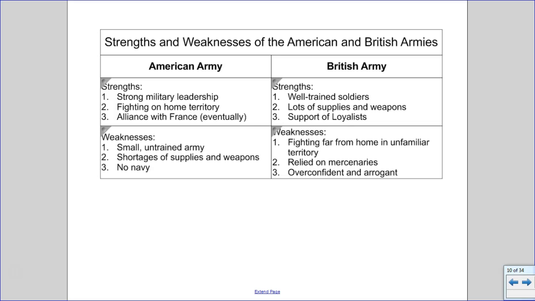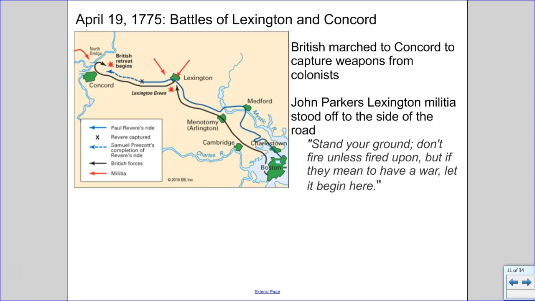The final weakness of the British Army was that they were overconfident and they were arrogant. They were the greatest army in the world, the greatest navy in the world. How could these American upstarts possibly touch them? So they had a major sense of cockiness and arrogance about them. Okay, let's actually start into the war now. The war starts on April 19th, 1775 with the battles of Lexington and Concord.